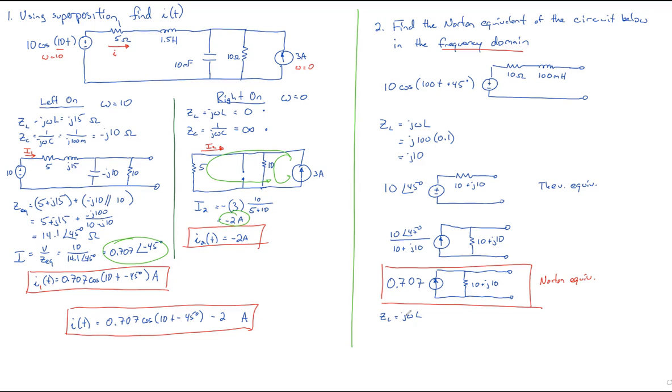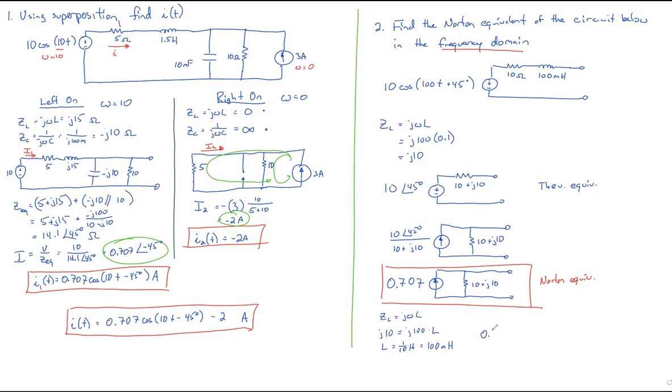Our Z sub L is the imaginary part of this, j10. Our omega is 100. The imaginary numbers cancel, and that leaves L being 1/10 Henry, which is the same thing as 100 millihenries. Of course, we could just look up here to find it too. So now that we know that, we can convert this back into its time domain equivalent.